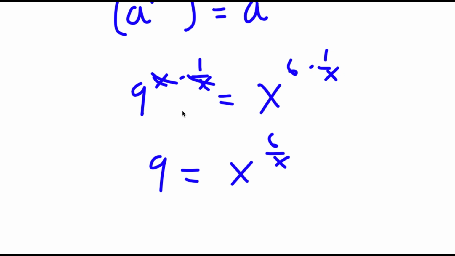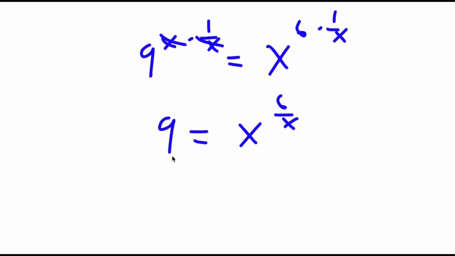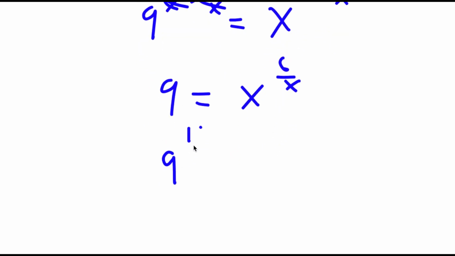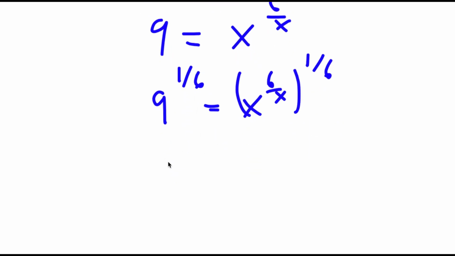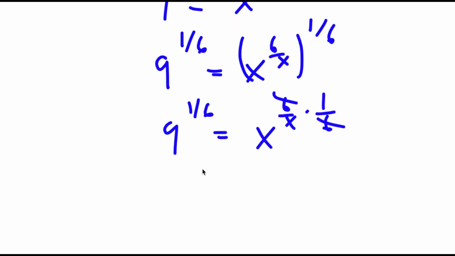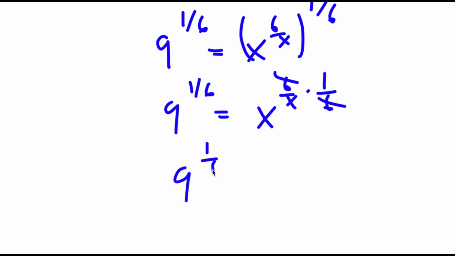Now I'm going to take the power of 1 over 6 on both sides. So now I have 9 to the power of 1 over 6 is equal to x to the power of 6 over x to the power of 1 over 6. And again, this is going to equal x to the power of 6 over x times 1 over 6. These two cancel out. So now I'm left with 9 to the power of 1 over 6 is equal to x to the power of 1 over x.